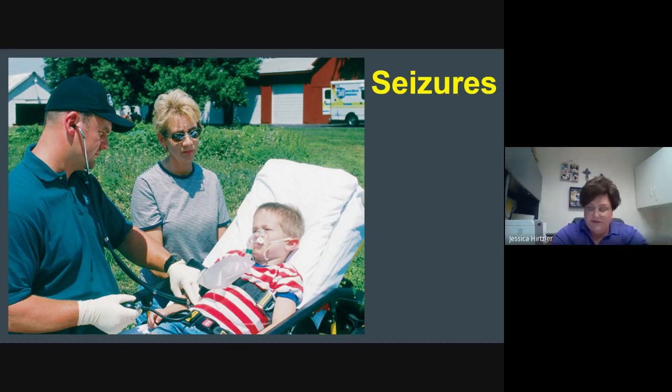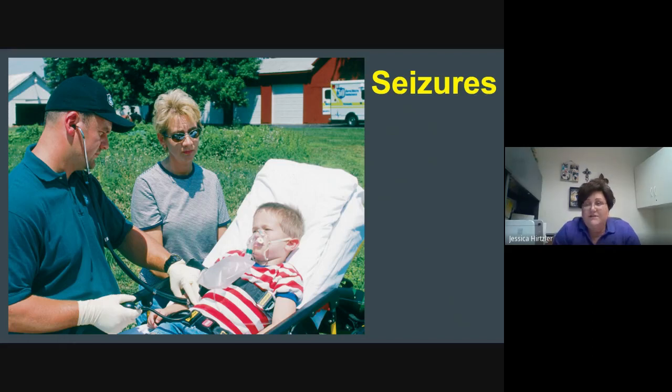Some of the signs and symptoms are just that of any other seizure patient. Their arms and legs can become rigid. Their back may arch and their muscles may twitch or jerk in muscle spasms. Their eyes may roll back and become fixed. Breathing may become irregular or ineffective. They may lose bowel or bladder control.